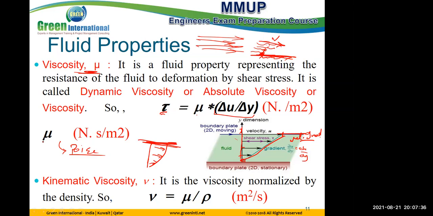We have another name, kinematic viscosity, nu. What is nu? This is actually the viscosity normalized by density. So we get another property called nu, kinematic viscosity. The unit for this one is meter square per second, and sometimes we have another unit, like poise for mu, here it is stokes. So nu is equal to mu by rho.